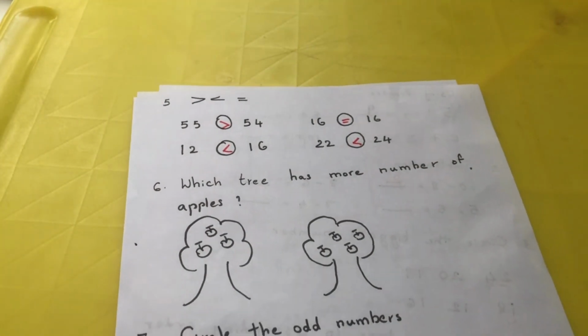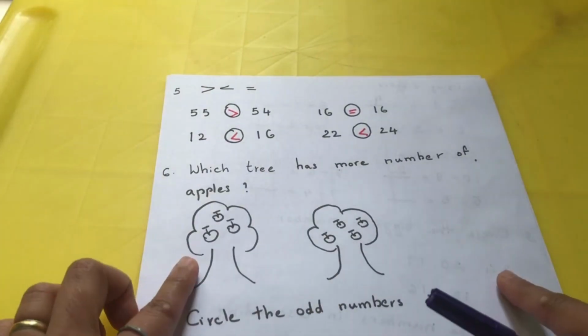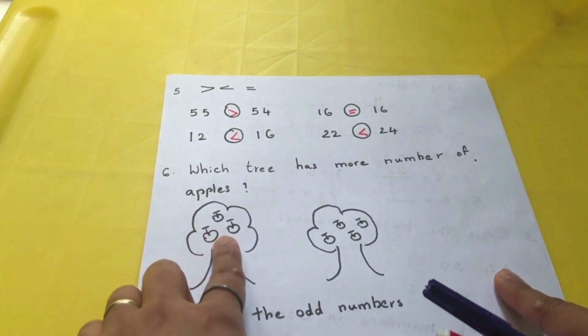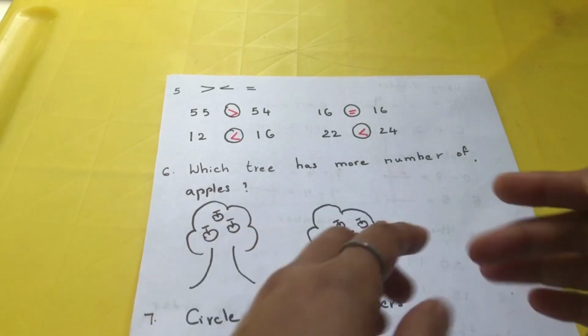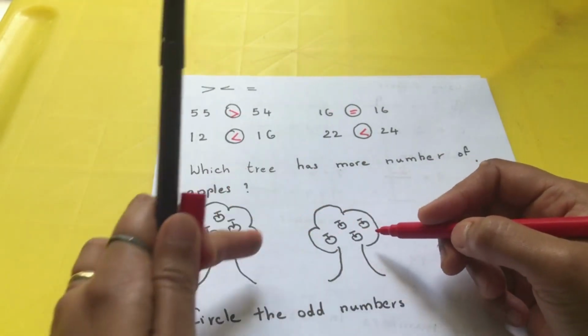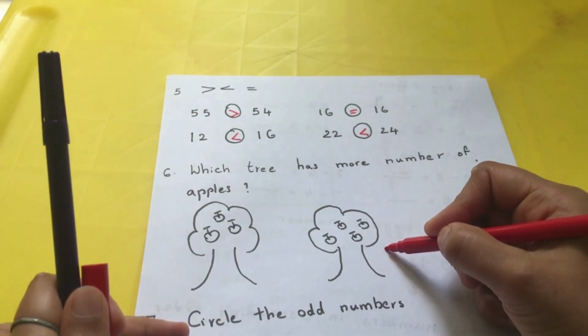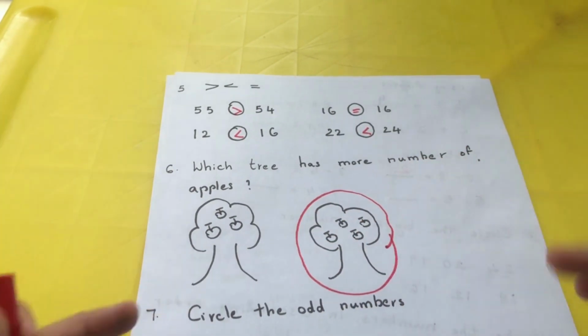Now the next question is, which tree has more number of apples? This is for the concept that we learned, many and more. So what does the kid have to do? He has to look at the number of apples and which tree has more, he has to circle it. So this one has 3 and this one has 4. So this has more number of apples. So he has to circle it.